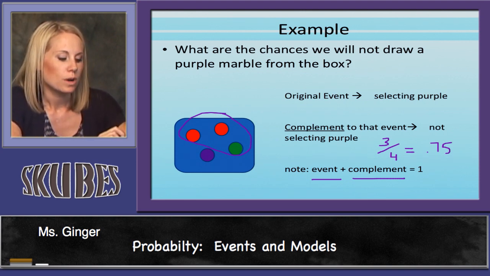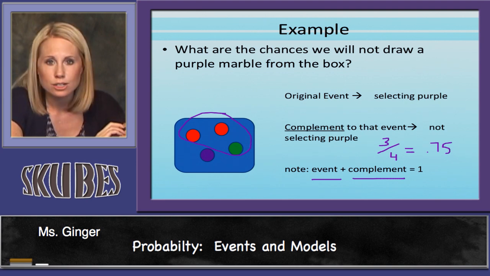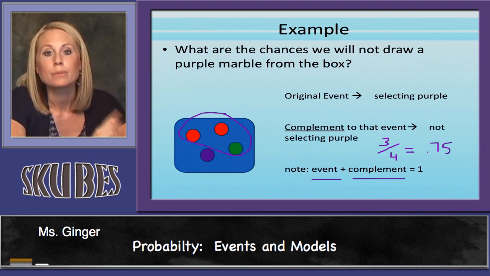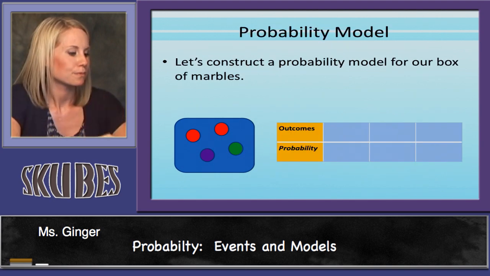And that's because 1 translates to 100%, meaning we have a 100% chance when we draw a marble out of this box that we will draw a purple or we will not draw a purple. 100% chance. One of those 2 things is going to happen.